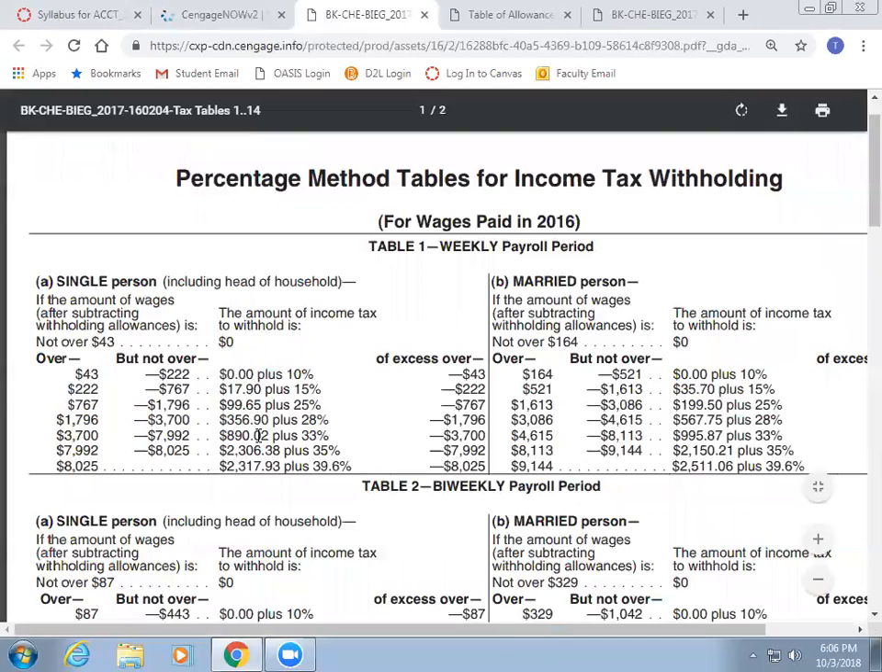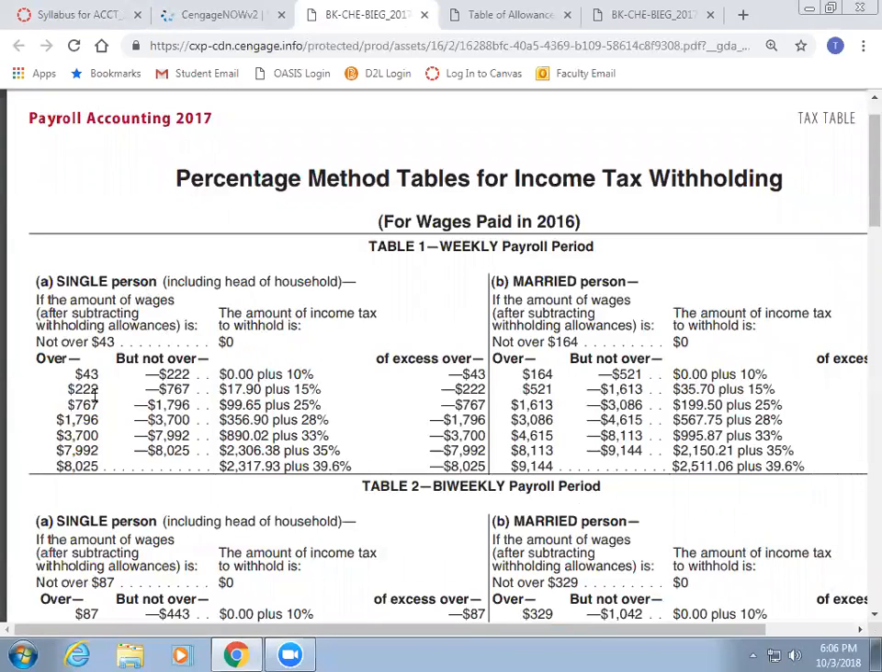So this person is single and weekly, so I'm still in this table 1A, okay? And their pay is $1,882.10. So I'm going to look, what is that, the 4th line here? They make over $1,796 but under $3,700. So I know they are going to get taxed $356.90, plus we're going to take 28% of whatever is in excess of $1,796. Well, there's not much. They just barely fit in this table.